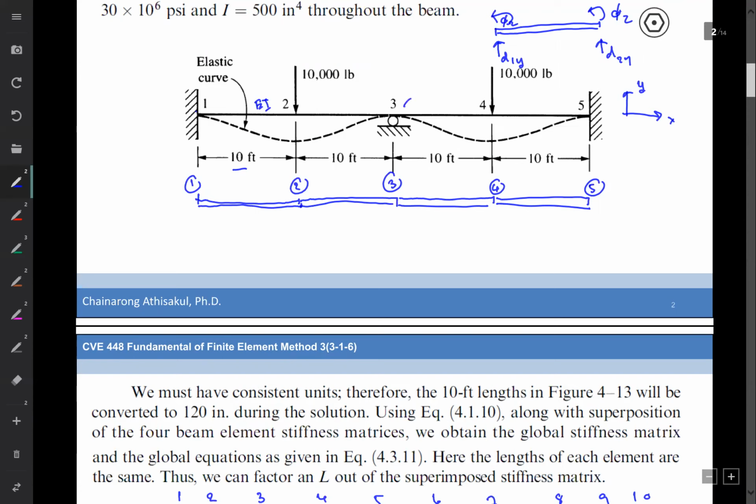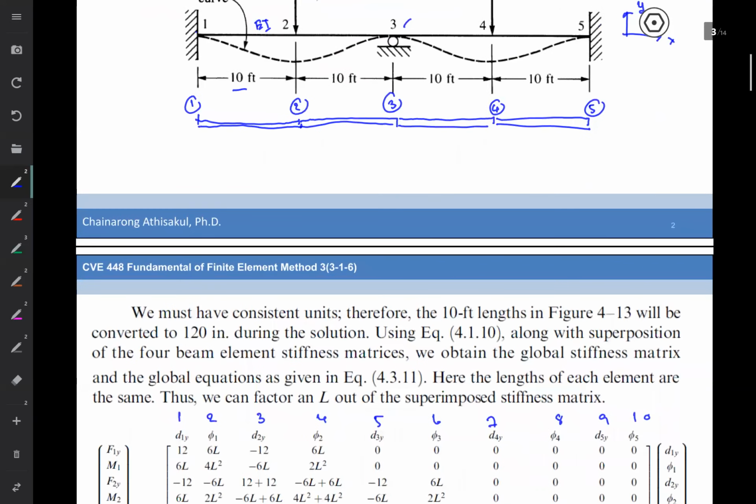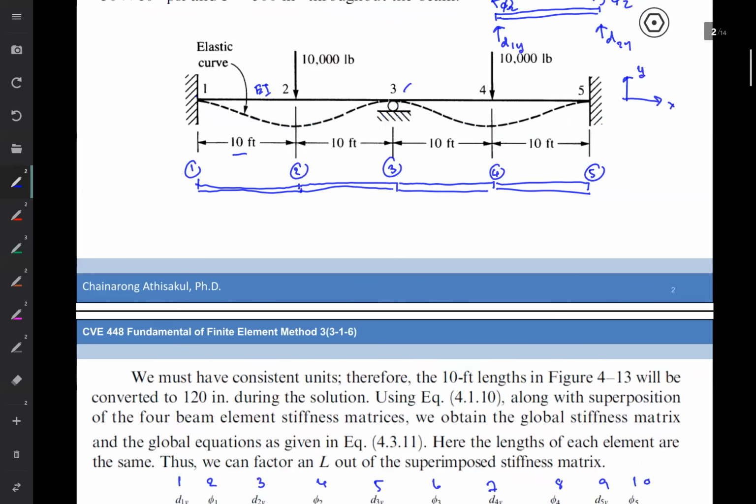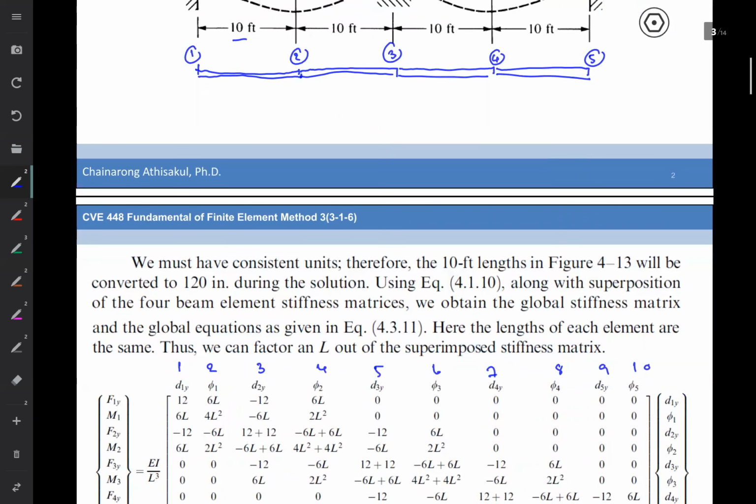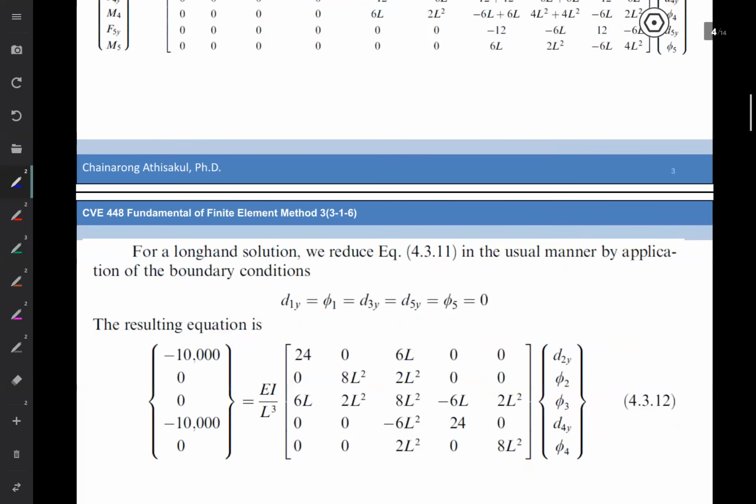And for node number 3, the displacement at node 3 equals 0. Right now we don't know whether the angle at node 3 is equal to 0 or not, so we cannot assume that the angle at node 3 is equal to 0. In this case it actually is 0 because it is a symmetry case, but right now we just define the boundary conditions like this.